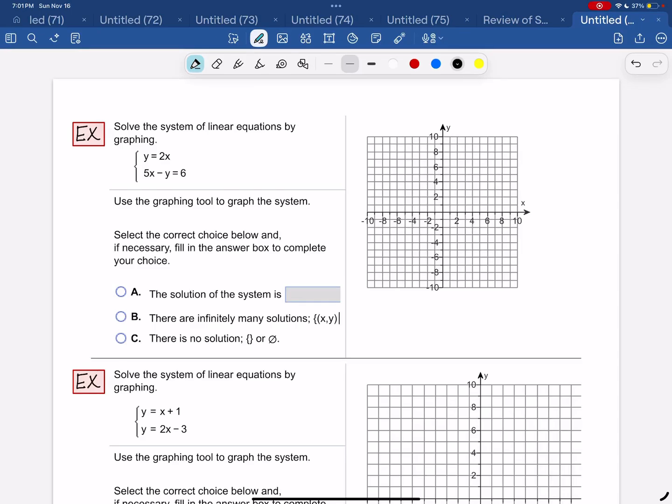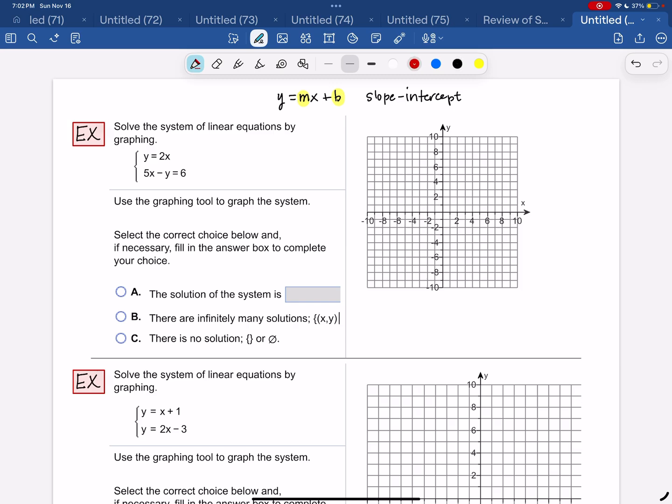Example: solve the system of linear equations by graphing y equals 2x and 5x minus y equals 6. Well, y equals 2x is in the y equals mx plus b format. That's your slope-intercept format. And the slope is the coefficient of x, and the y-intercept is the b value.